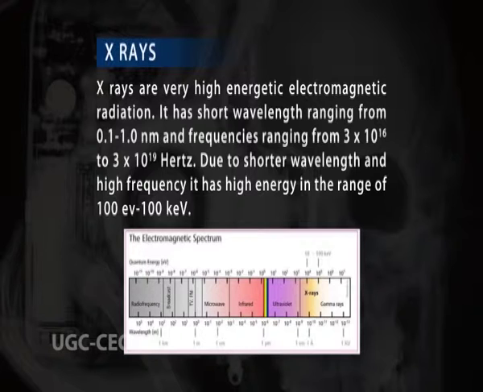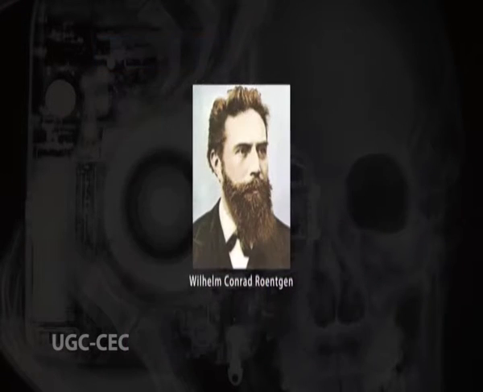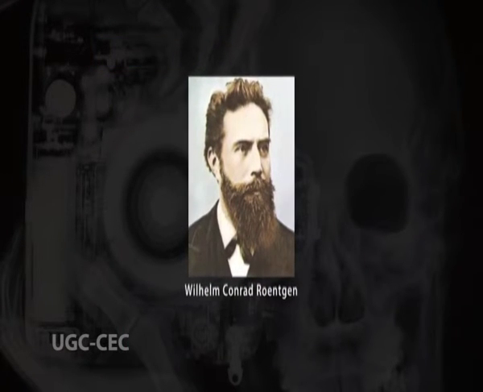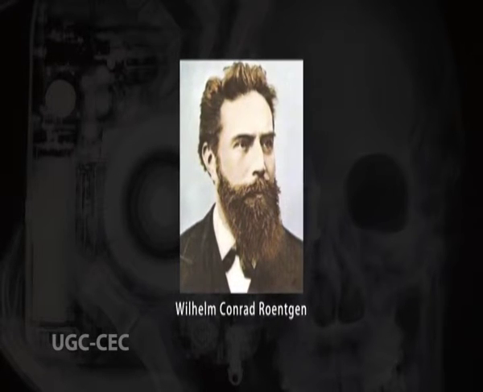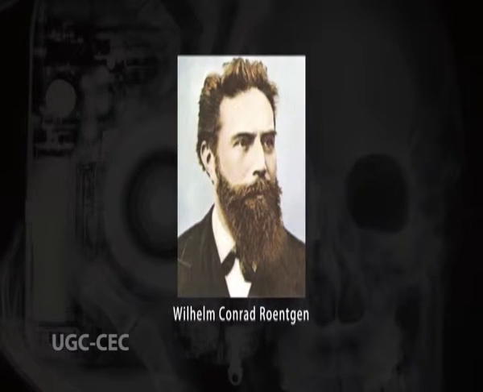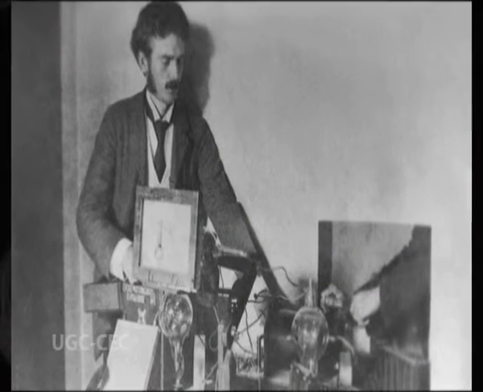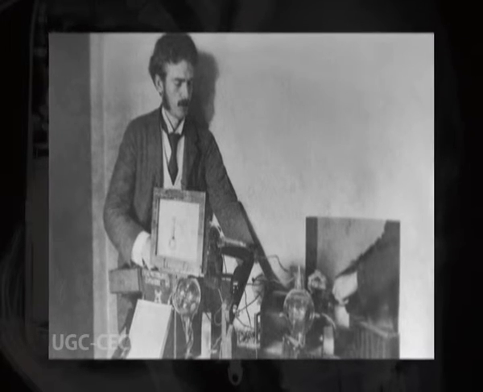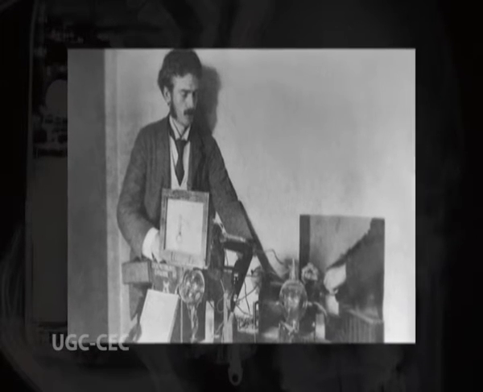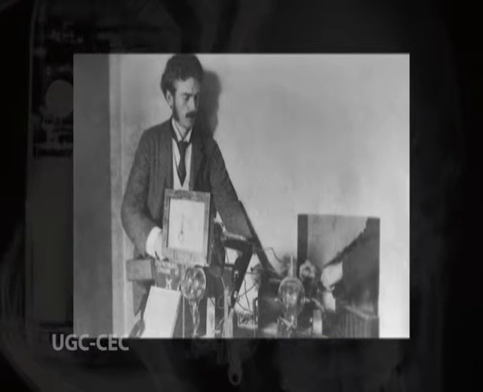X-rays were first observed by Wilhelm Conrad Roentgen, a German scientist, in the year 1895. He found them accidentally when experimenting with vacuum tubes. X-rays can be generated by an X-ray tube or a vacuum tube.